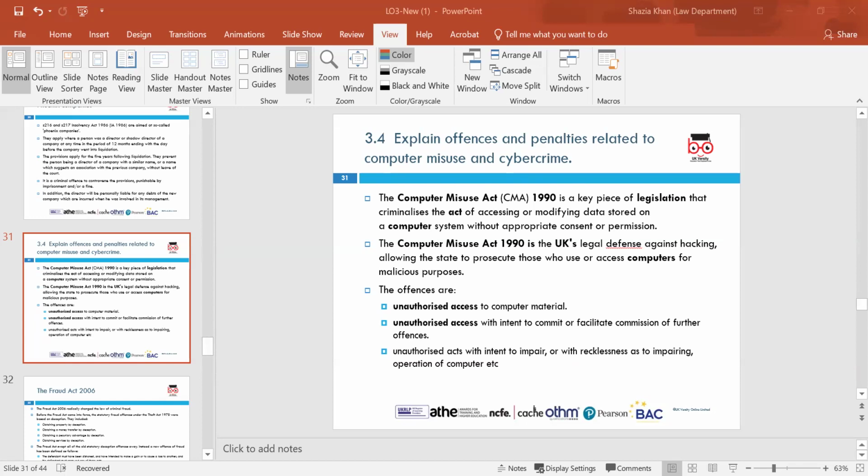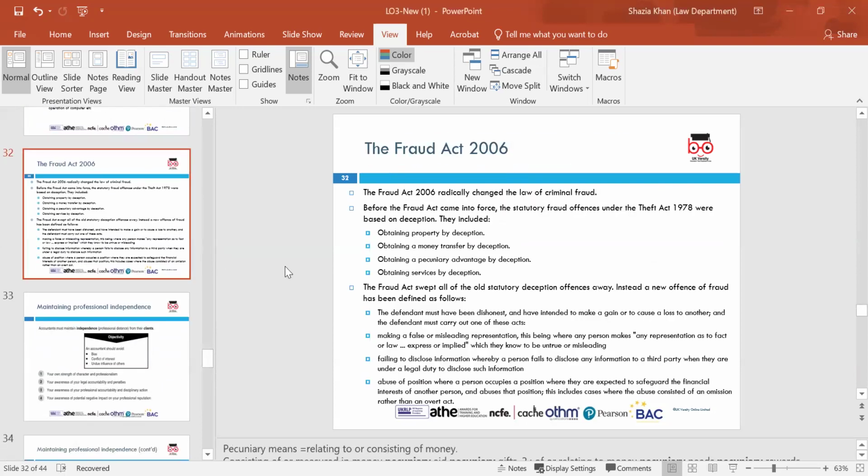So it's really important that, as a business, you are not breaching any sort of penalties on computer misuse. The next element of it is the Fraud Act 2006. This is a primary piece of legislation that deals with anti-fraud legislation in the UK and has been enforced since January 2007.